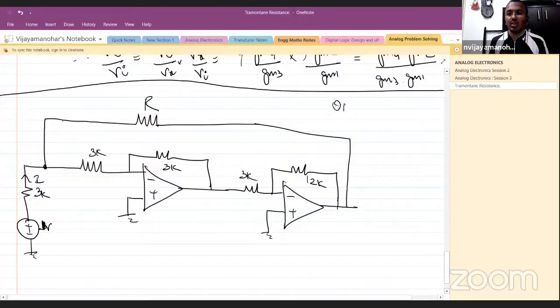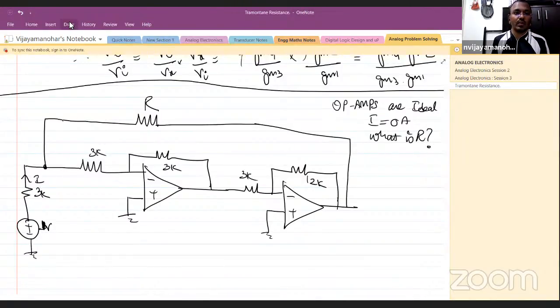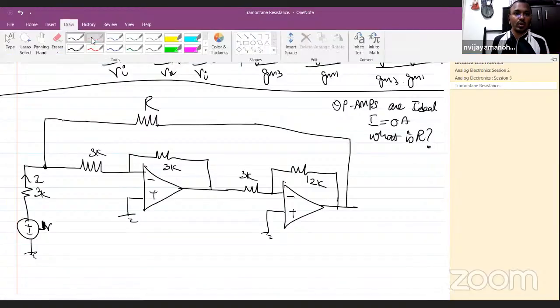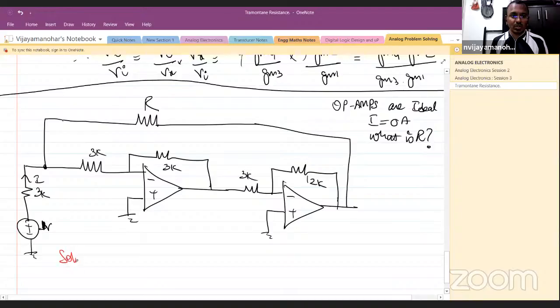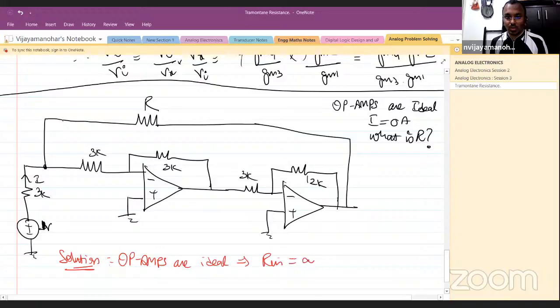So what is given? Op amps are ideal. I equal to 0 ampere. What is R? Let us start solving. So the first important clue, what do we know? Solution. Op amps are ideal, which implies R in equal to infinity.